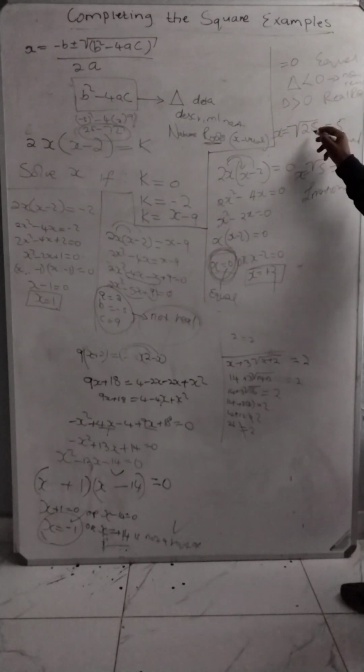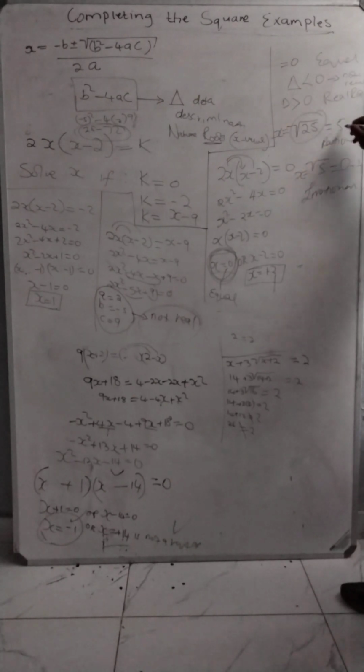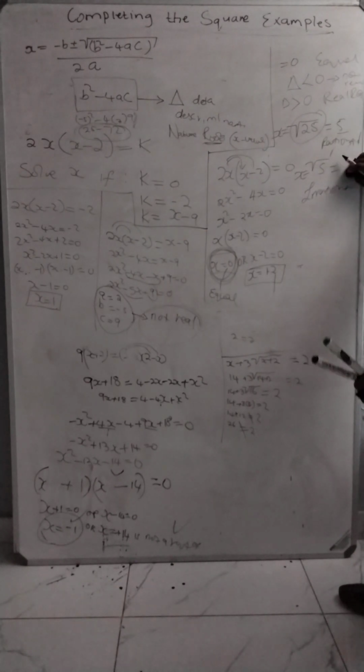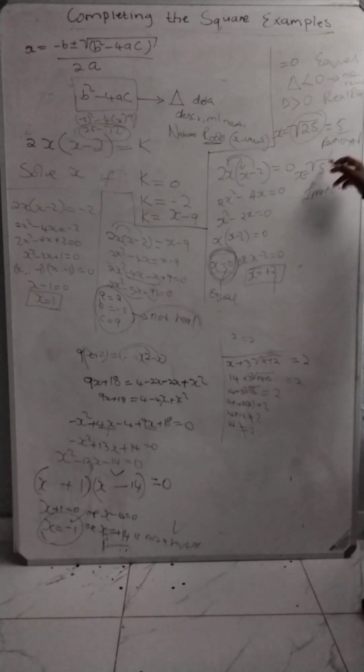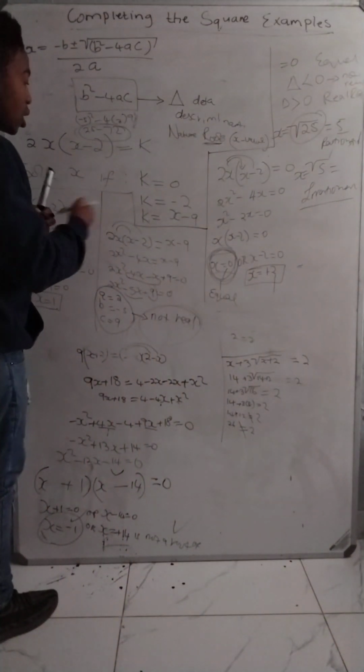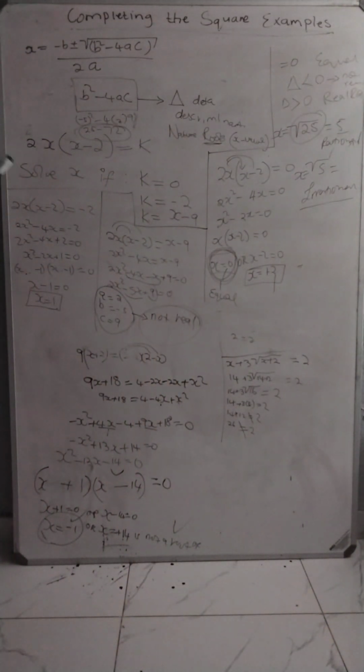Okay, so if this is a perfect square, you get a whole number, then the roots are rational. If it is not a perfect square, the square root of 5 is gonna give you something. I don't have a calculator with me, but it's not a perfect square. So if it's not a perfect square, then the roots are irrational. Okay, I think that sums it up. There's actually nothing more to this chapter.